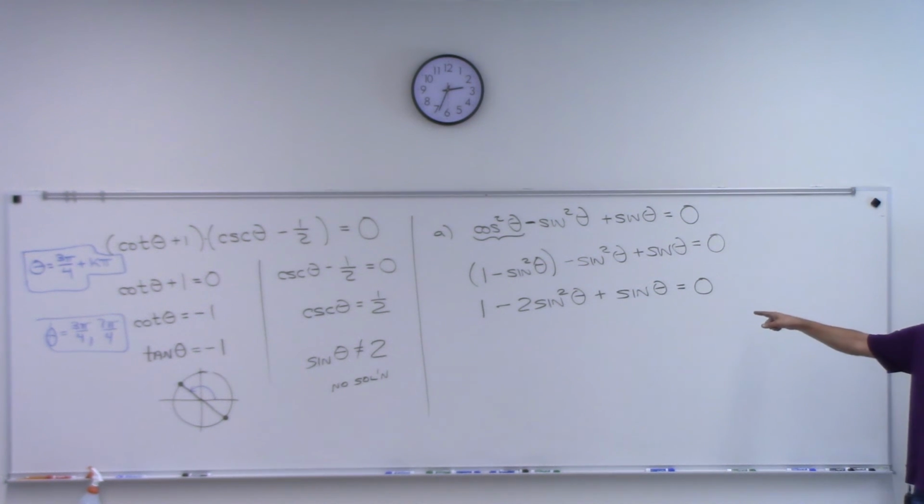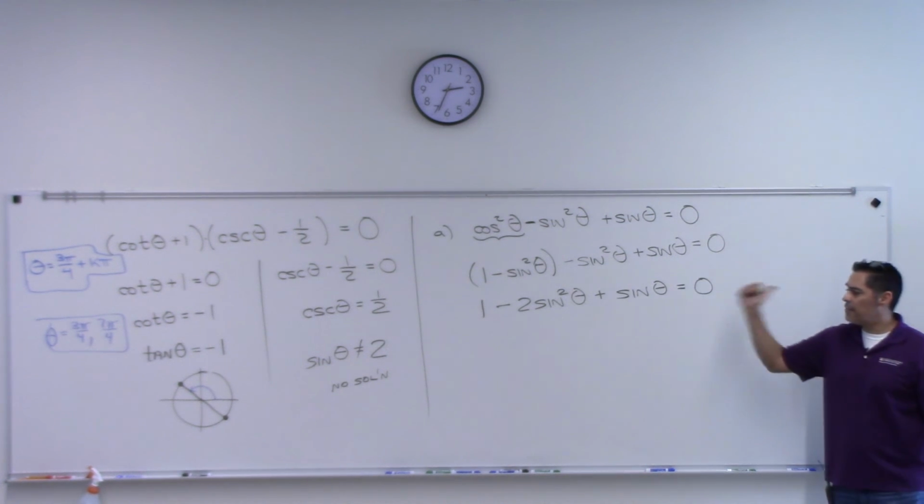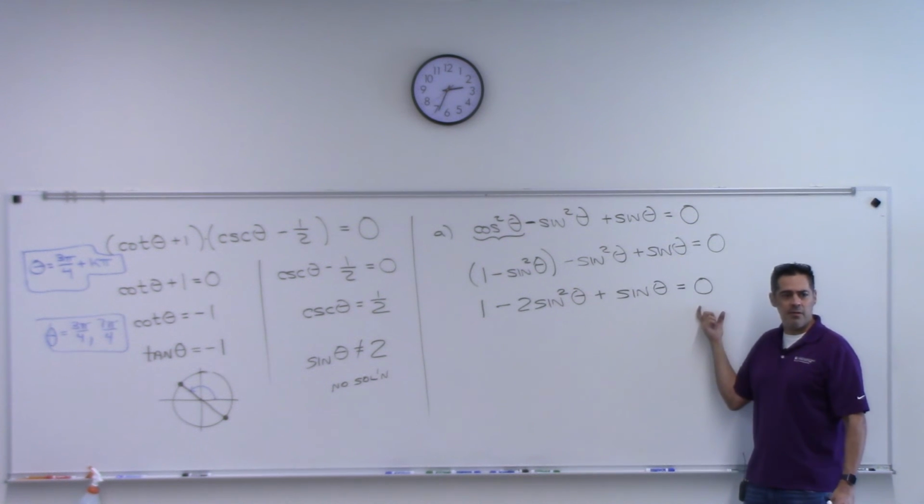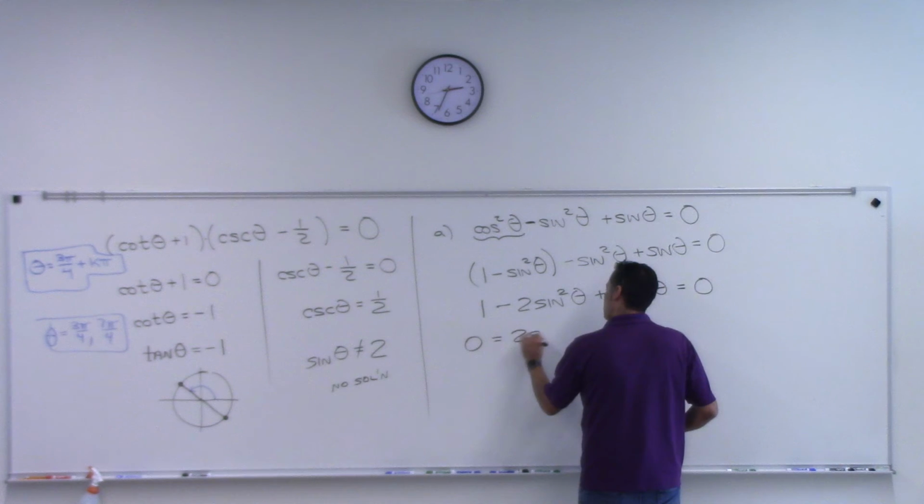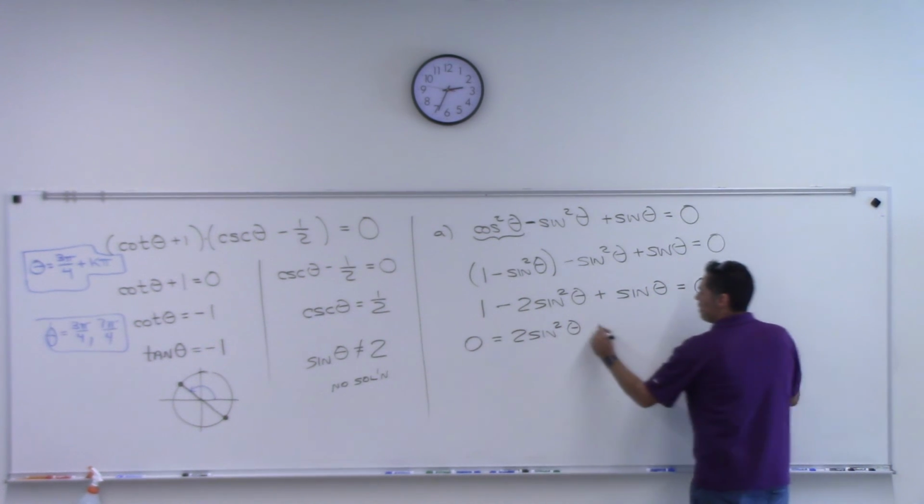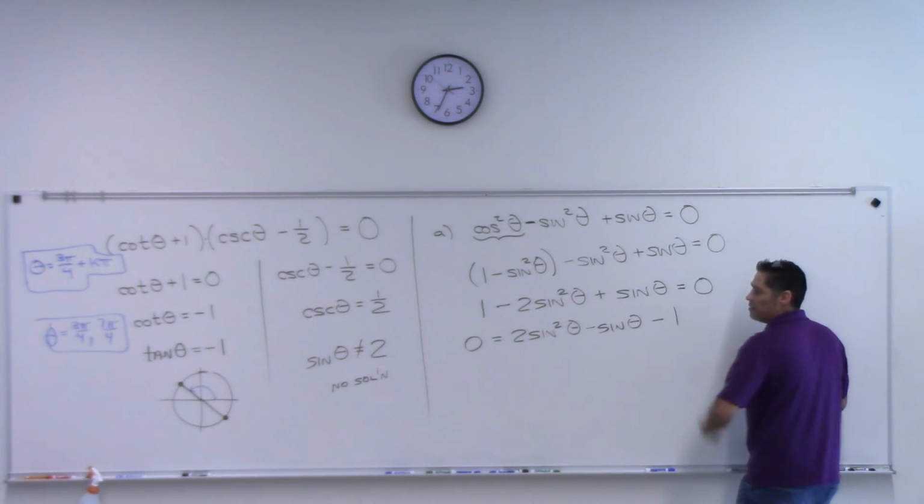This is a quadratic in sine. So I'm going to move everything to one side of the equation. What do you say I take everything to the right? Since that's negative over here, if I move it to the right, it'll become positive. So I'll have 0 on the left equals 2 sine squared theta on the right. I have to move this to the right side as well, so that'll become minus sine theta. And I have to take the 1 on that side and move it to the other side as well.